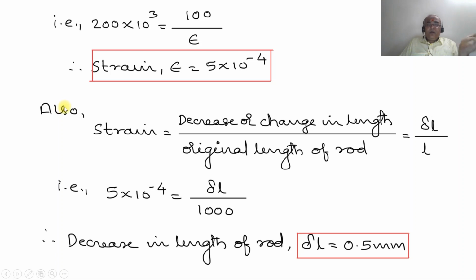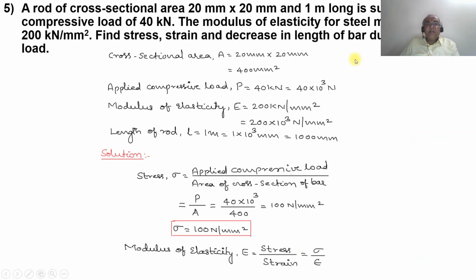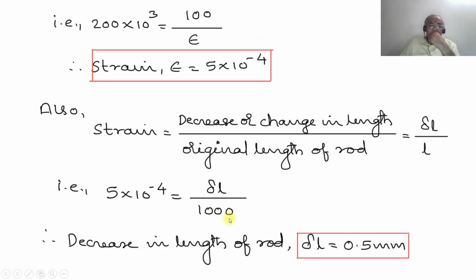Also what we know, strain is given by decrease in length by the original length. So what is the decrease in length due to the application of compressive load, which I need to find out? That is given by delta L. What is the original length of the rod? The original length of the rod is L. So we know the value of strain. Substitute the value of strain as 5 into 10 to the power of minus 4, which is equal to delta L by the original length of the rod. The original length of the rod L is 1000 mm. So you are going to get 1000 mm divided by 1000.